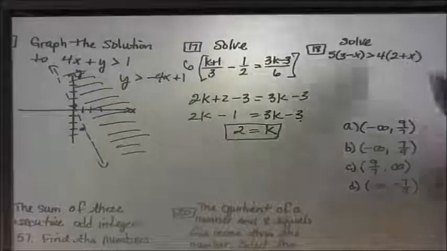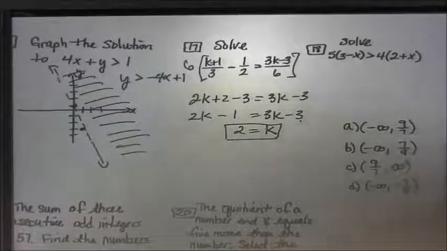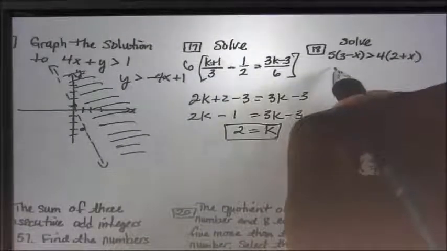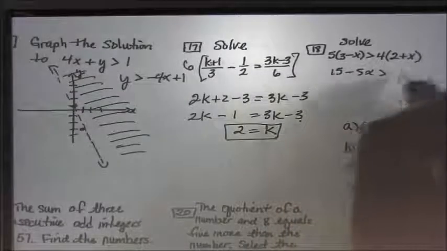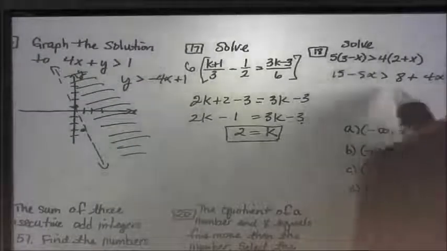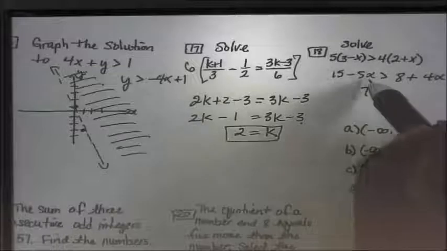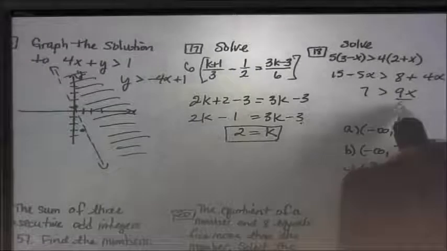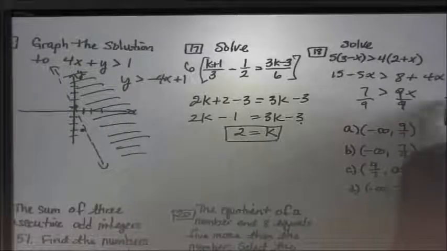18. So we have to solve, and then they want us to write our answer in interval form. Okay, so distributing, we get minus is greater than. And then what did you want to do? Move the 8 over. So we're going to subtract the 8 over. So 15 minus 8 gives us what? 7. And then that means that you added the 5x over and got what? Then we got to divide by our 9. So we get x is less than 7 over 9.